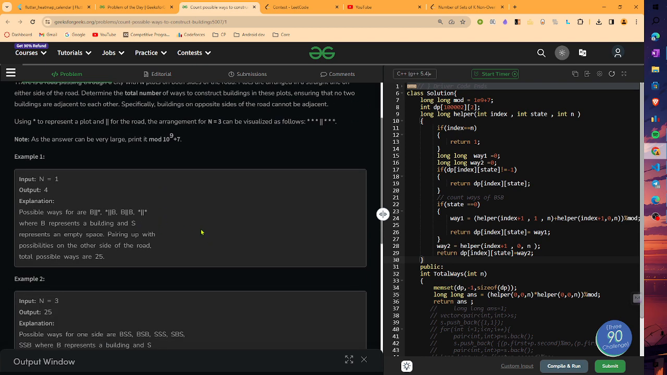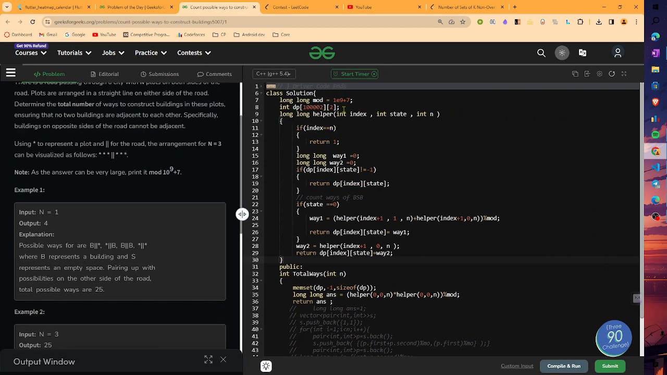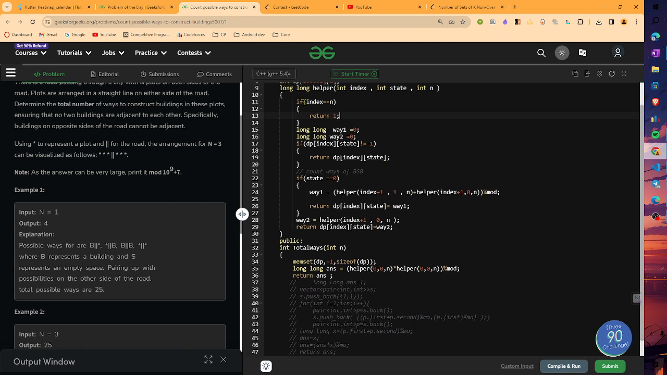The question is this. Firstly, I will initialize the DP. I will maintain two things, index and state, and I have to count the ways. The base condition is: if I reach the end, I will return 1, so there is one way. If the state is 0, then I have two options: either I can leave it empty or I can construct a building. First I construct a building and change the state to 1, or I make it remain empty, where the state will be 0. I will store this in the DP array.